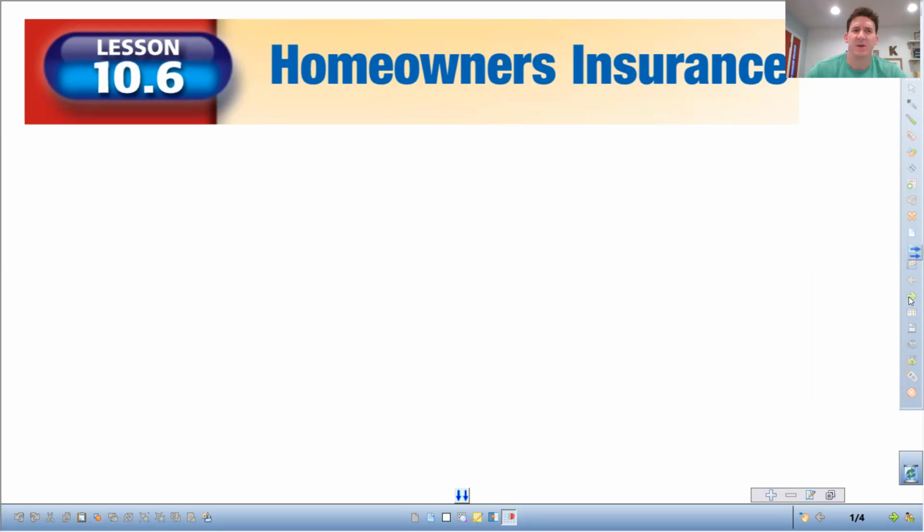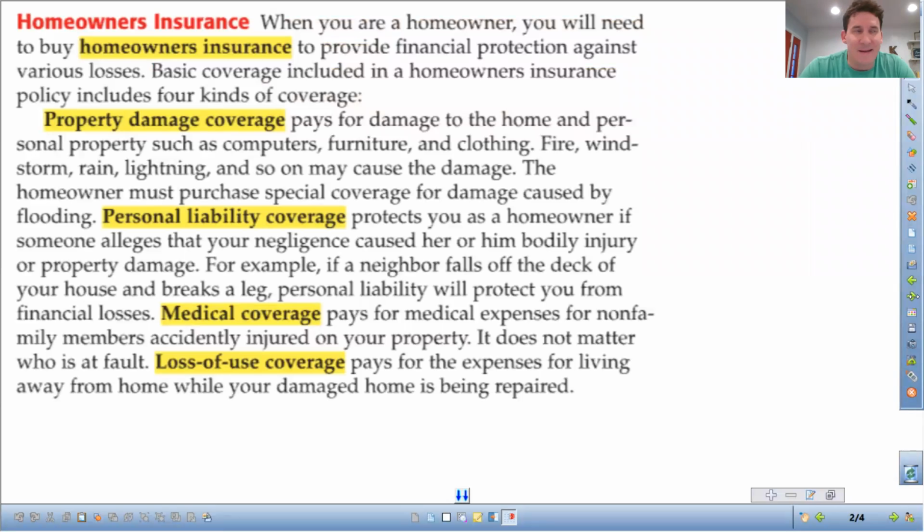And your homeowners insurance not only covers damage to the property, to any structures, it also covers damage to personal property, such as computers, clothing, furniture, TVs, that sort of thing. So when you're a homeowner, you will need to buy homeowners insurance to provide financial protection against various losses.